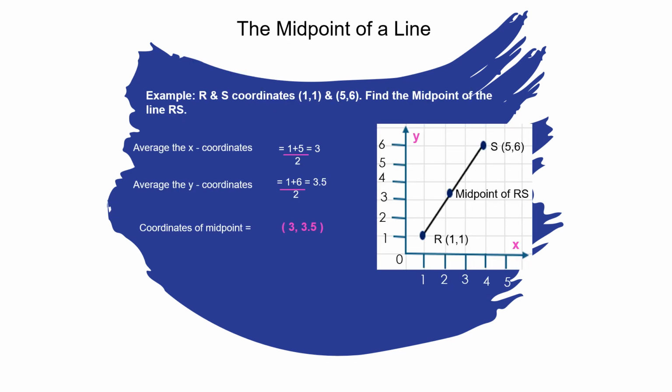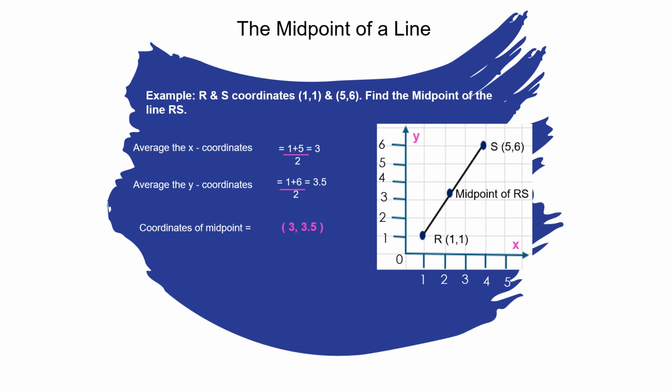The midpoint of a line segment in a graph is a point that lies exactly in the middle of the line, splitting it into 2 equal parts. You can think of it as the halfway point between the 2 ends of a line. This midpoint has its own set of coordinates, which you can find using a simple method. To find the coordinates of the midpoint, you follow these 3 easy steps.